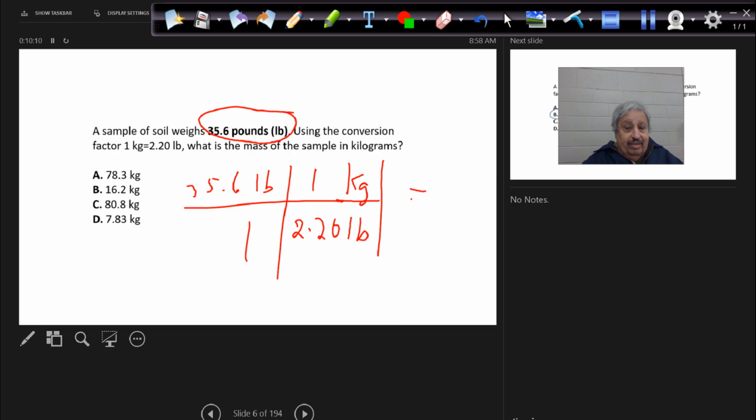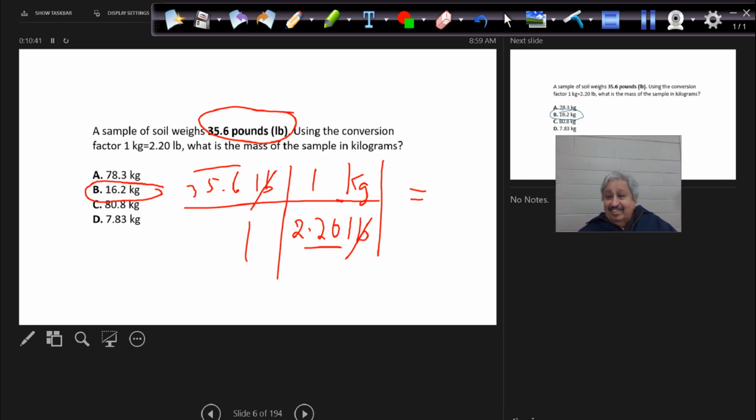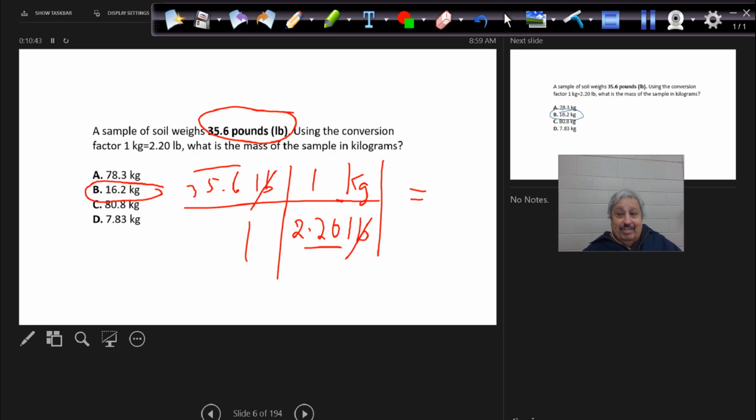So here, the pound cancels out. You have 3 sig figs here, 3 sig figs here. So your answer will be 3 sig figs, correct? Okay, correct, guys? 1 kilo is 2.20 pounds. So how much is it? 16 point something. The answer is B. Let's see if you are correct. But don't cheat on me here. The answer is B. Correct?